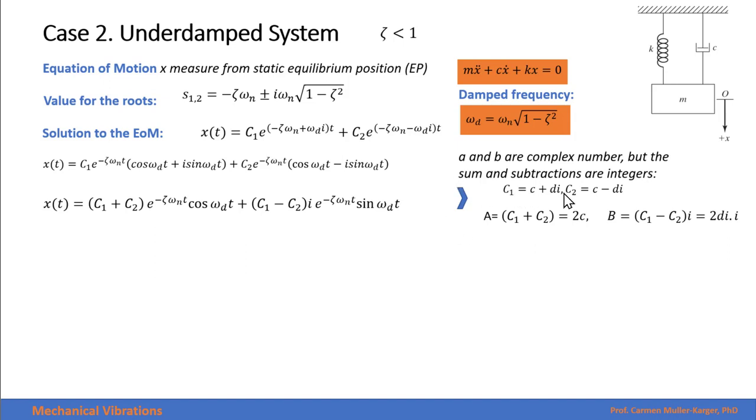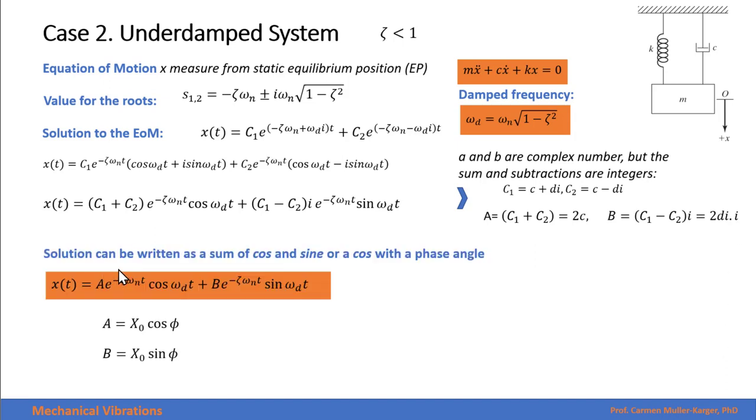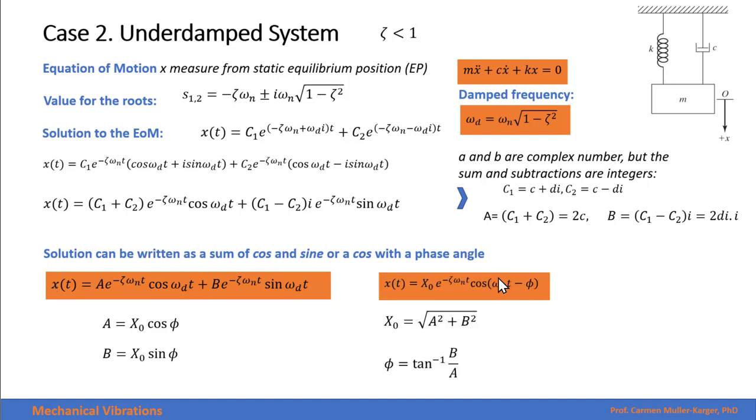these C1 and C2 are also complex constants. So I substitute C1 plus C2 by A and C1 minus C2 by B. And A and B are not complex because this term here becomes i times i, which is minus 1. The solution can be written in terms of a cosine and a sine function like that, or a single cosine function with a phase angle, very similar to the previous case.